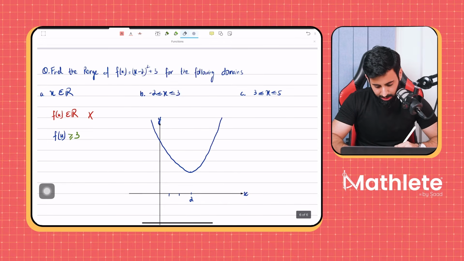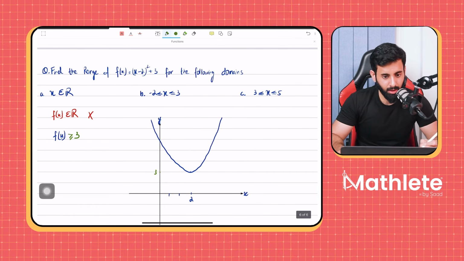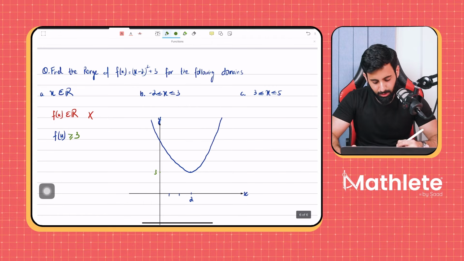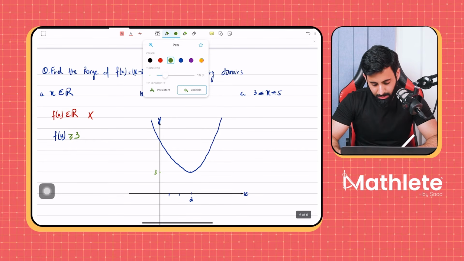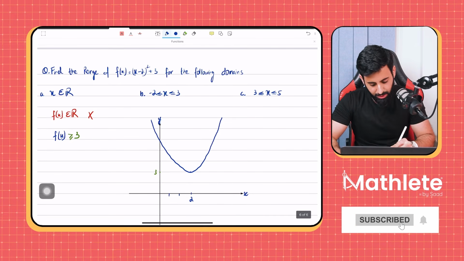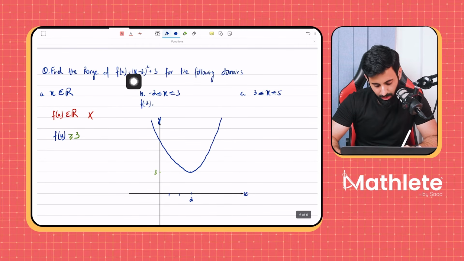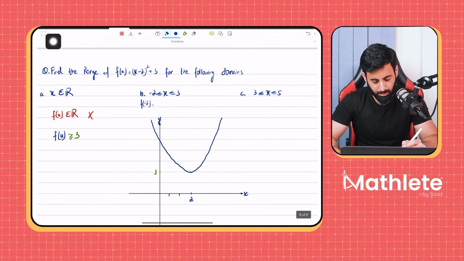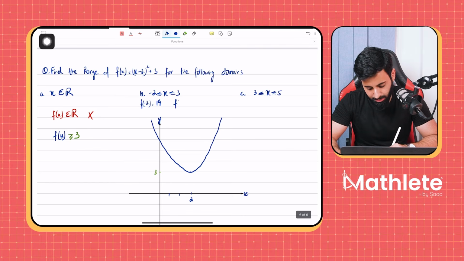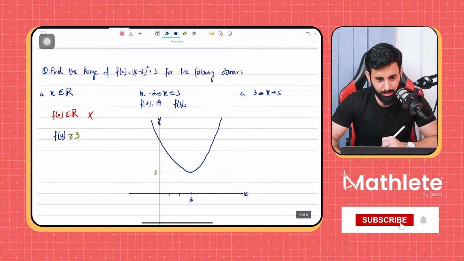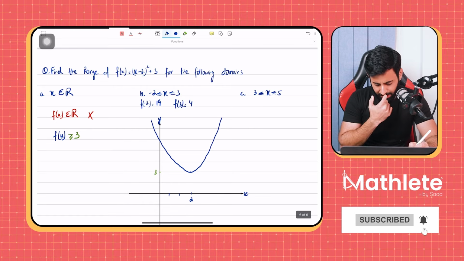First, let's do part B in a way that we plug in the endpoints, see what the corresponding values are, and then we'll see whether that is correct or not. Let's see what happens if I plug in minus 2. F of minus 2, let's do it mentally: minus 2 minus 2 is minus 4. Minus 4 squared is 16, plus 3 is 19. And then let's plug in 3. 3 minus 2 is 1, square of which is 1. 1 plus 3 is 4. Now what does that mean?